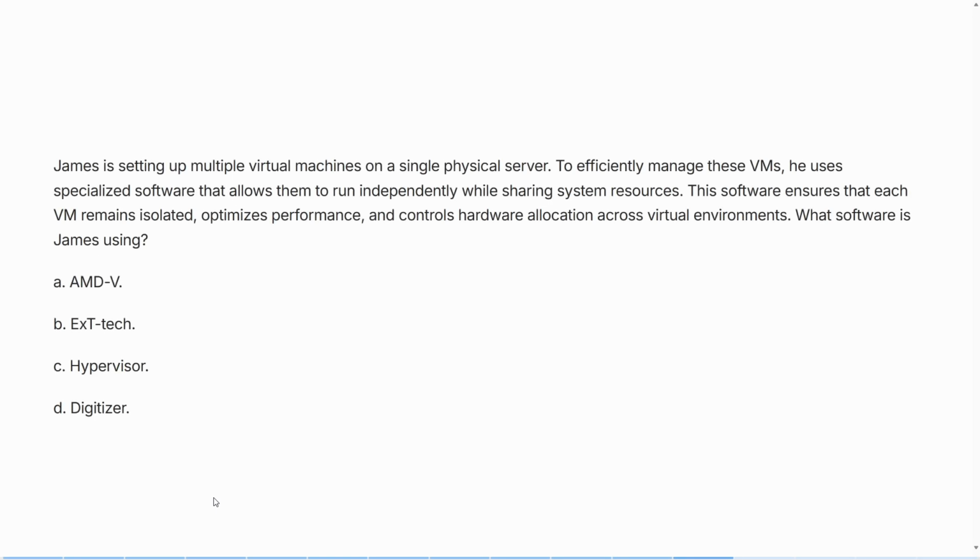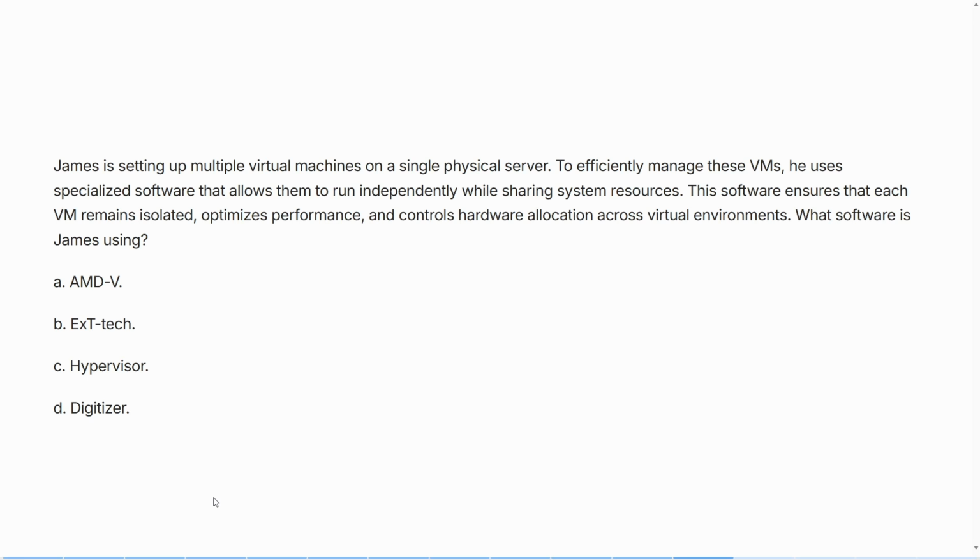The next question reads, James is setting up multiple virtual machines on a single physical server. To efficiently manage these VMs, he uses specialized software that allows them to run independently while sharing system resources. This software ensures that each VM remains isolated, optimizes performance, and controls hardware allocation across virtual environments. What software is James using? A, AMD-V, B, Xtech, C, Hypervisor, or D, Digitizer?